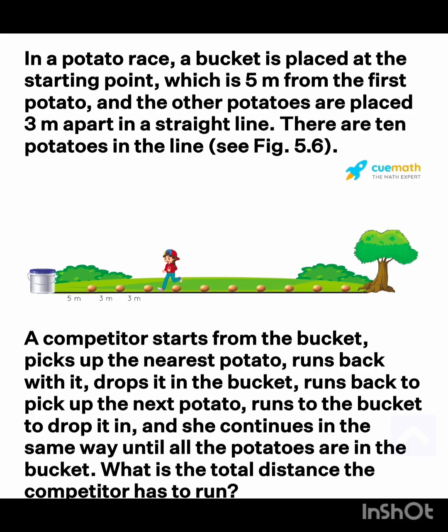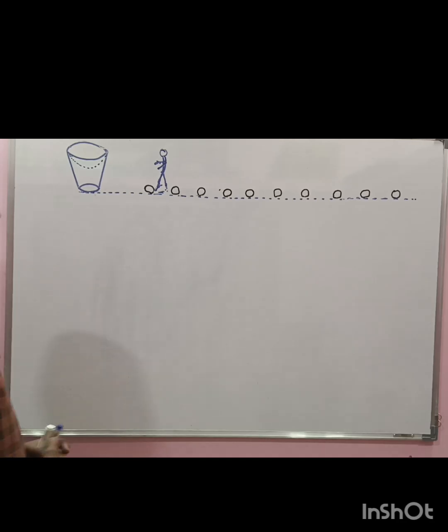A competitor starts from the bucket, picks up the nearest potato, runs back with it, drops it into the bucket, runs back to pick up the next potato, runs to the bucket to drop it in, and she continues in the same way until all the potatoes are in the bucket. Now, what is the total distance the competitor has to run?